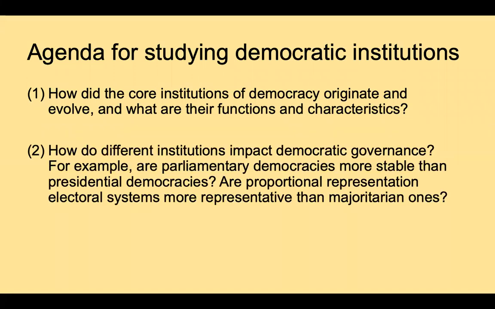Second, how do different institutions impact democratic governance? So, for example, are parliamentary democracies more stable than presidential ones? Are proportional representation systems more representative than majoritarian ones? This is where we begin to evaluate the performance of different kinds of institutions and how well they do in satisfying the different objectives that we hold up and that we aspire to, what kinds of outcomes they produce, their stability, their representativeness, the quality of the democracy under those institutions.